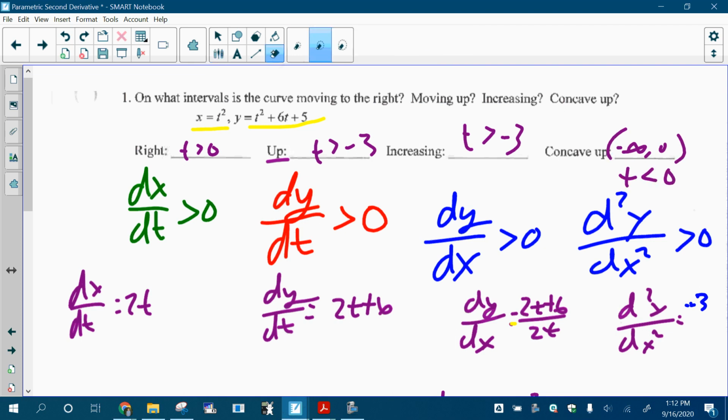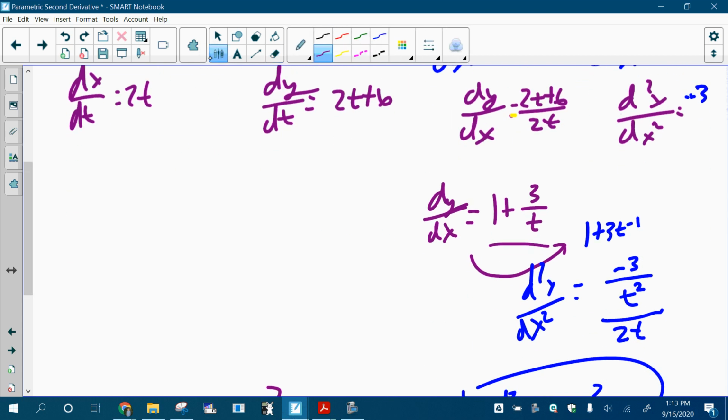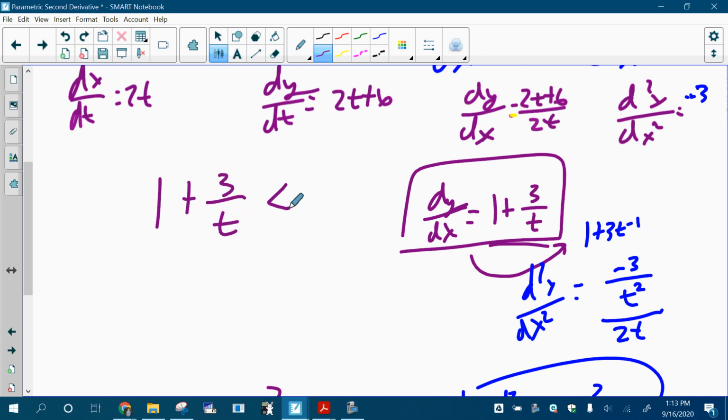But I made a mistake on increasing. Let's do this out together, shall we, friends? Okay, so this is dy/dx. I want to figure out when dy/dx is less than 0. Or sorry, greater than 0. Because I want to know when it's increasing. When dy/dx is greater than 0.